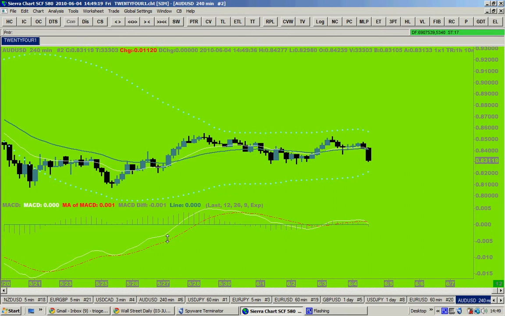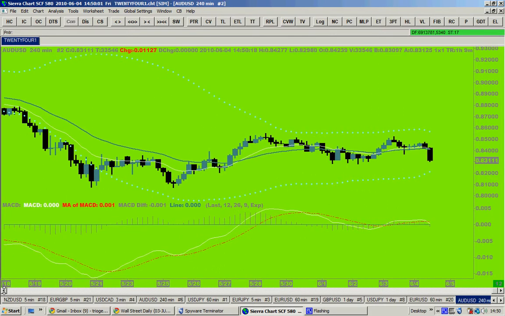So when the MACD crosses the zero line, at the same time you should see the exponential moving average 12 crossing the exponential moving average 26. When the MACD crosses below the water line, or the zero line as we like to say, you will see that the exponential moving average 12 is also crossing below the exponential moving average 26. And if the MACD crosses the zero line to the upside, you will see the exponential moving average 12 also crossing the exponential moving average 26 to the upside, and so on.